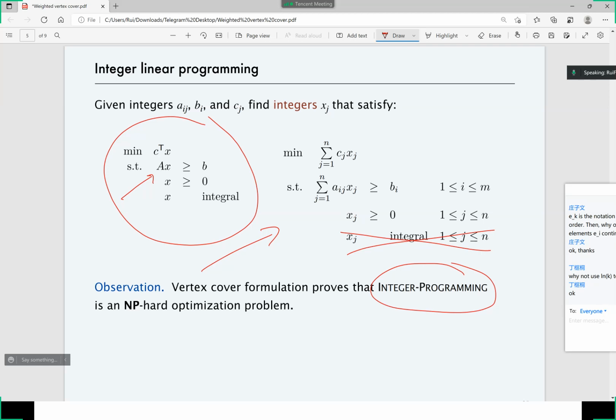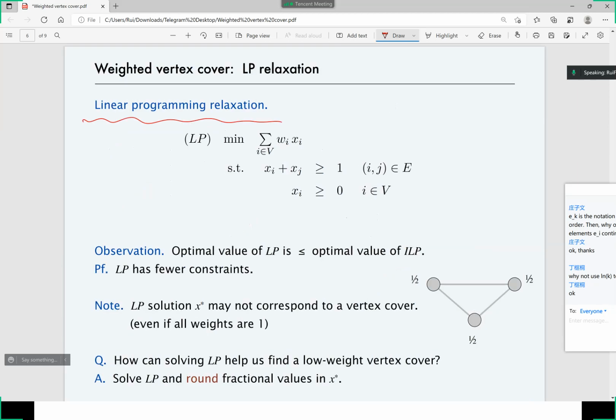Because if you have this integrality constraint, then we know this problem is NP hard. But if you take out the integrality constraint, then you just have linear programming, and we know that there are polynomial time algorithms for linear programming. So what we're going to do is convert vertex cover to integer linear programming, and then convert integer linear programming to regular linear programming.